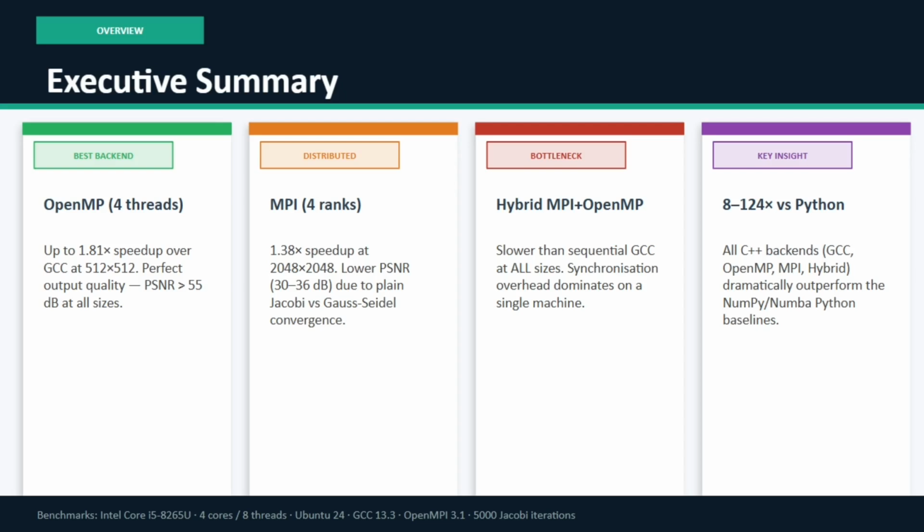Our hybrid MPI plus OpenMP backend was actually slower than sequential C++ at every single image size we tested. The synchronization overhead on a single machine completely dominated. And importantly, all C++ backends were between 8 and 124 times faster than our Python baselines, which validates why we moved to compiled code entirely. Next slide.